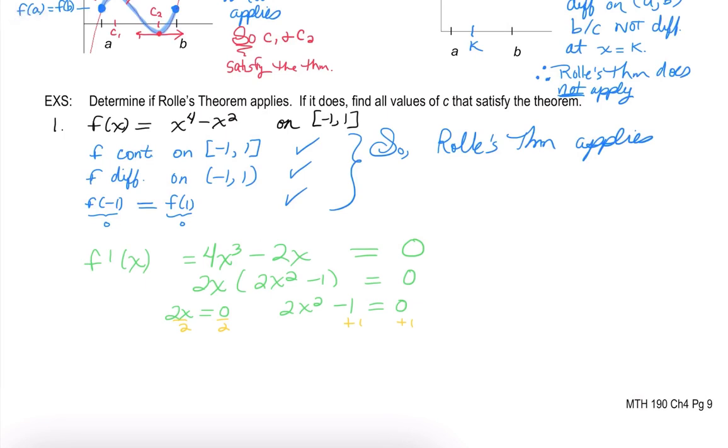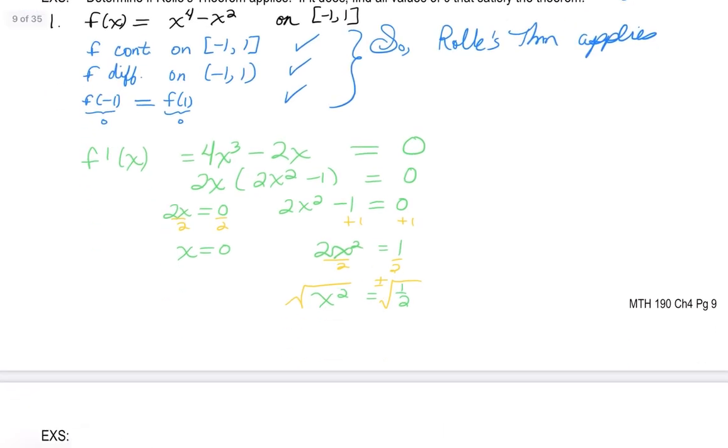We're going to have that x is equal to 0, and then we have 2x squared is equal to 1. Finishing out the second one, if we divide by 2, we are down to x squared equals 1/2, and then make sure that if you take a square root to get rid of a square, you're introducing the plus or minus square root on the other side there.